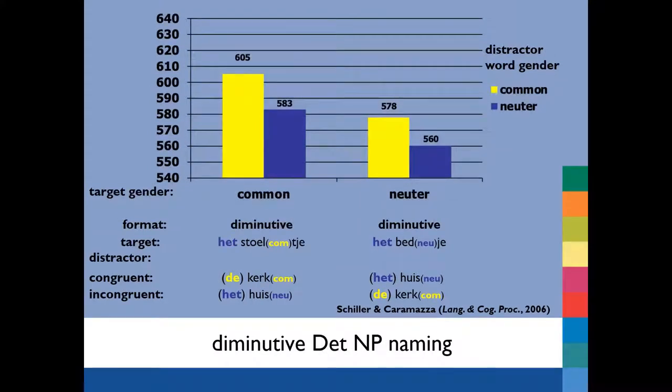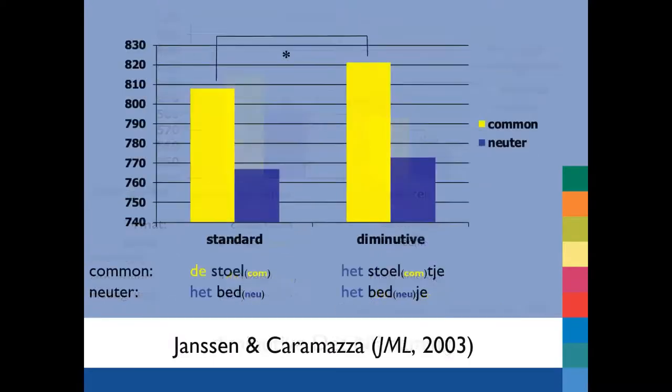Okay, so you can really play around with this in very nice ways, and it's a really robust effect. We have found it in many, many experiments, and we even replicated the diminutive case with another format, where we presented either small or big pictures, and it also works very well. So it's a very robust effect, I would say.